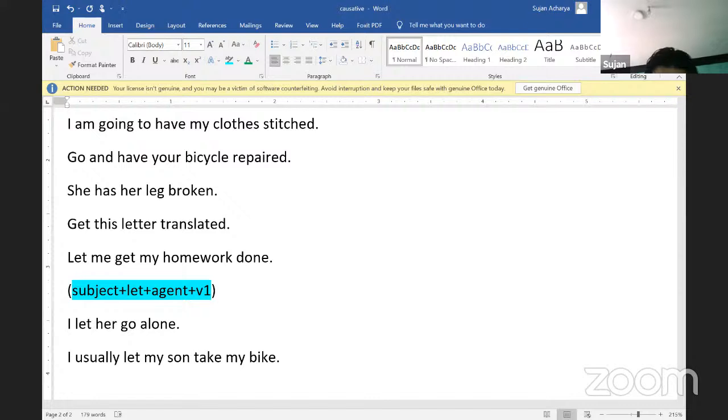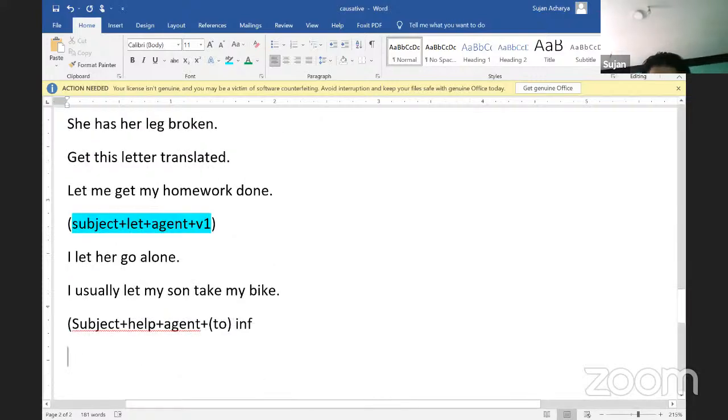Then sometimes you might also be asked with the word help. Subject plus help plus agent plus to infinitive. Infinitive means the V1 form of the verb, the root form of the verb. To infinitive means to plus V1.